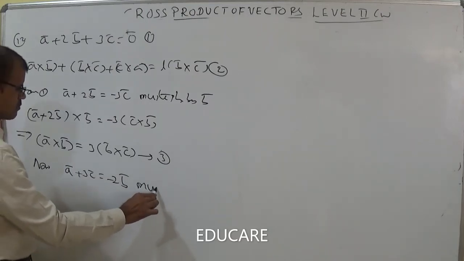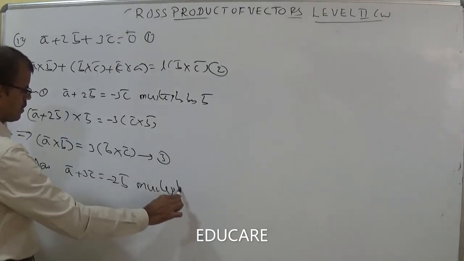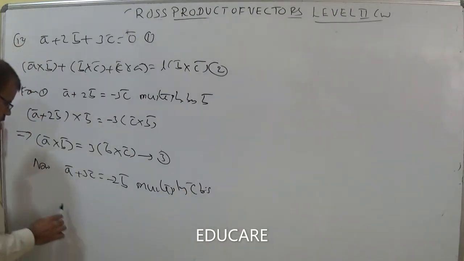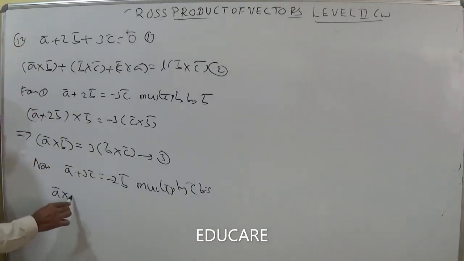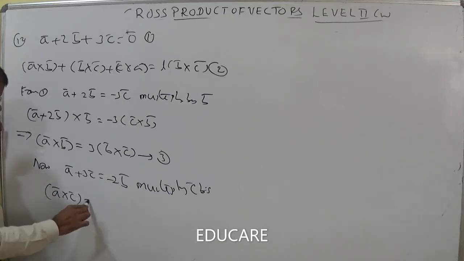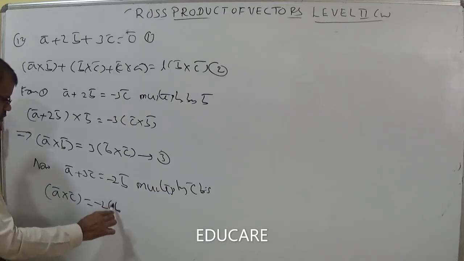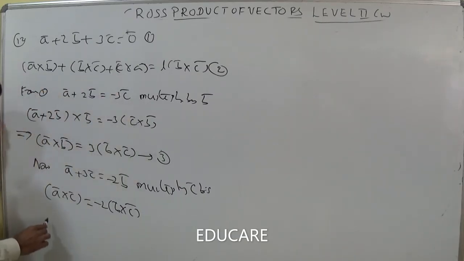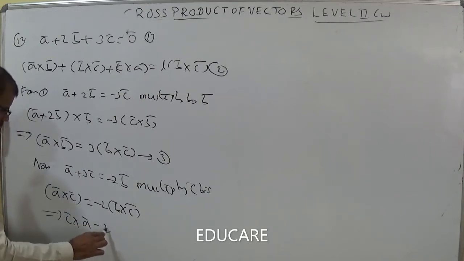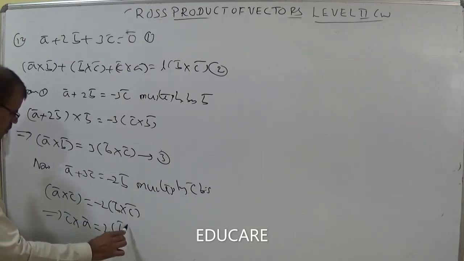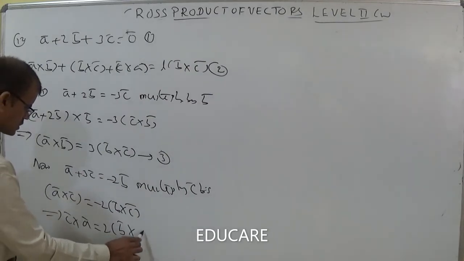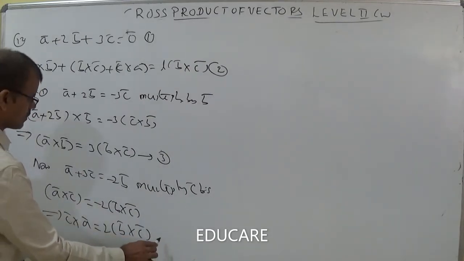Now I am writing, multiply by C bar both sides. So here you can write A bar cross C bar is equal to minus 2 into B bar cross C bar. We need here C cross A. Then you can say that C bar cross A bar is equal to 2 into B cross C, taking minus on both sides.